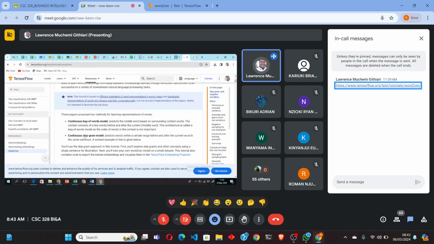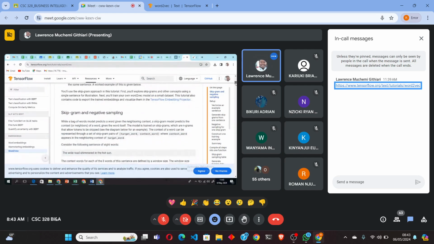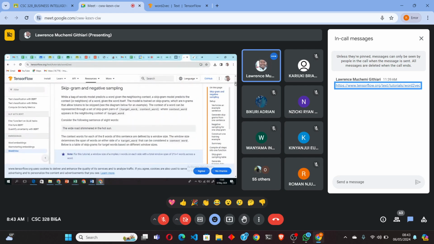Then the skipgram is doing the opposite. It predicts words within a certain range before and after the current word in a sentence. I think they have some worked examples here, skipgram and negative sampling. They have taken you through this. Again, this is something you should try practically because you can download this code, as you can see.